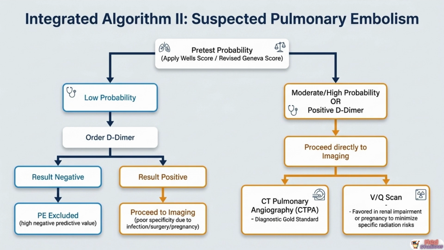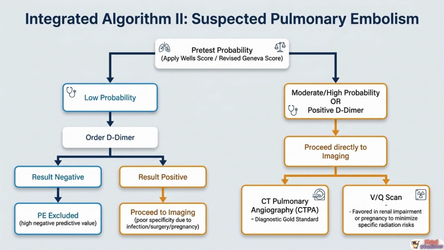A positive D-dimer result, however, requires proceeding to definitive imaging, since D-dimer carries notably poor specificity, becoming falsely elevated in infection, recent surgery, and pregnancy. When pretest probability is moderate or high from the outset, or when D-dimer testing has already returned positive, the pathway proceeds directly to definitive imaging without further intermediate testing.